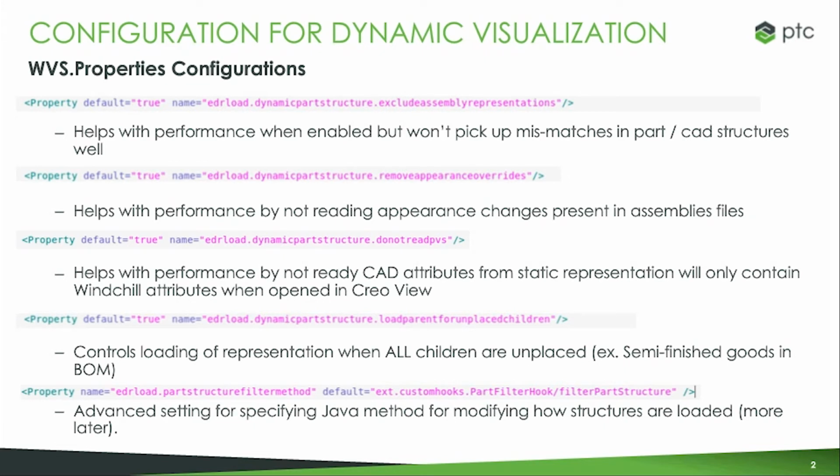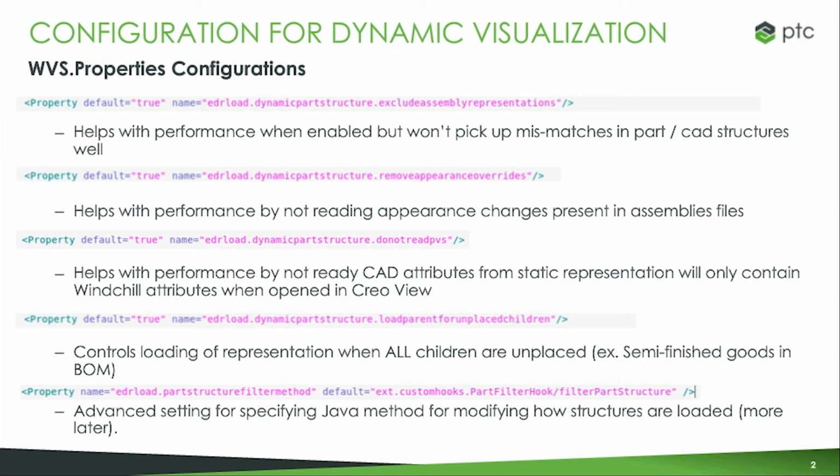And the last one, same theme here, is whether or not you want to read the attributes from the PVS files that were published from static representations and add that into the attributes for opening in CreoView. By default, we don't do that. We only inject the Windchill attributes. But if you do need to have the CAD attributes that came from publishing, you would need to turn that back off to false, which does have a performance cost.